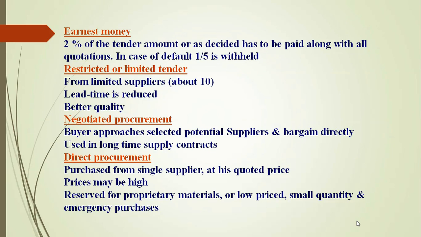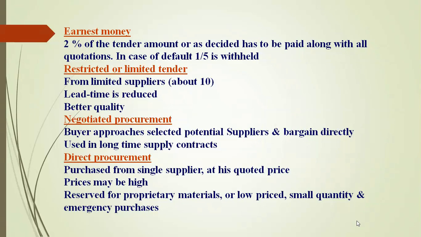Now, earnest money, restricted or limited tender, negotiating, or direct procurement. These are methods to procure. So 2% of the tender amount, or as decided, has to be paid along with all quotations. In case of default, 1/5 is withheld. In restricted or limited tender, from limited suppliers, around 10, lead time is reduced and better quality can be achieved.